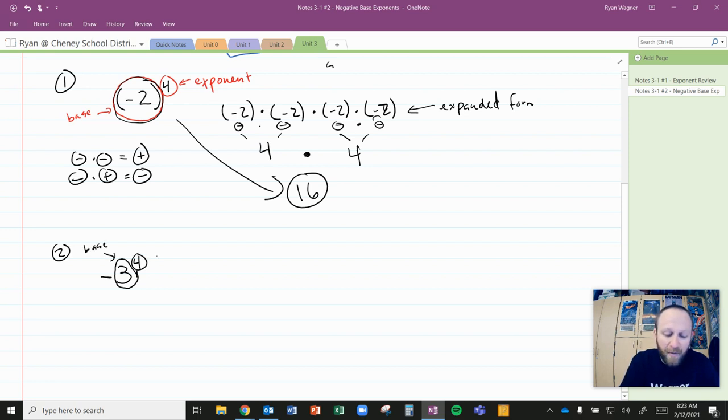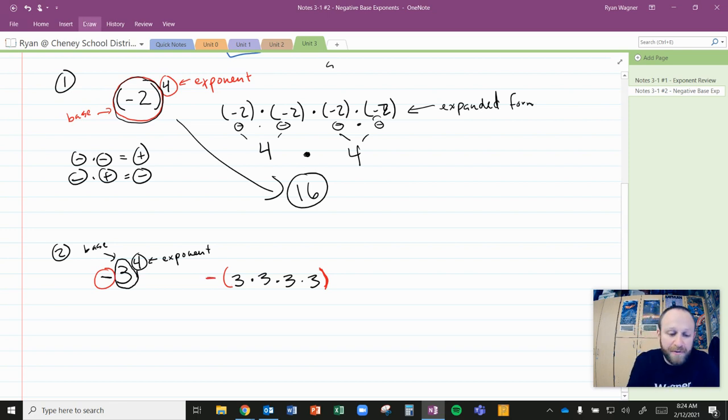So we have our base here, we have our exponent here. Okay? So our exponent tells us how many times we multiply our base times itself. There's no negative in front. So it's 3 times 3 times 3 times 3. But what we have to remember is that there is a negative in front. So we write our expanded form with no negatives because the 3 technically does not have a negative on it. Once we write it in expanded form, we put a negative out front.